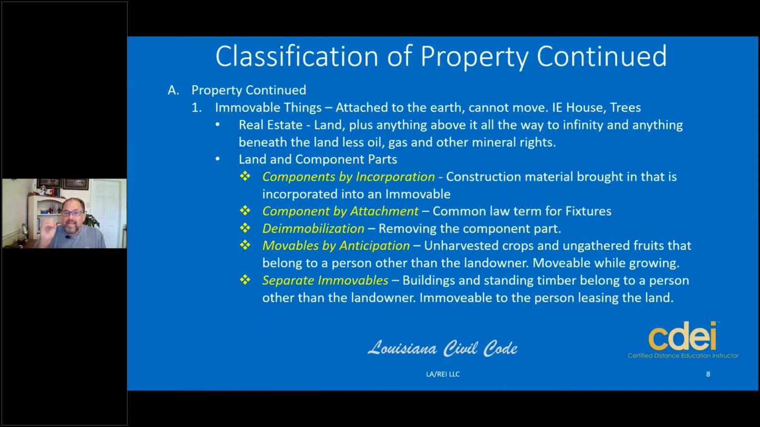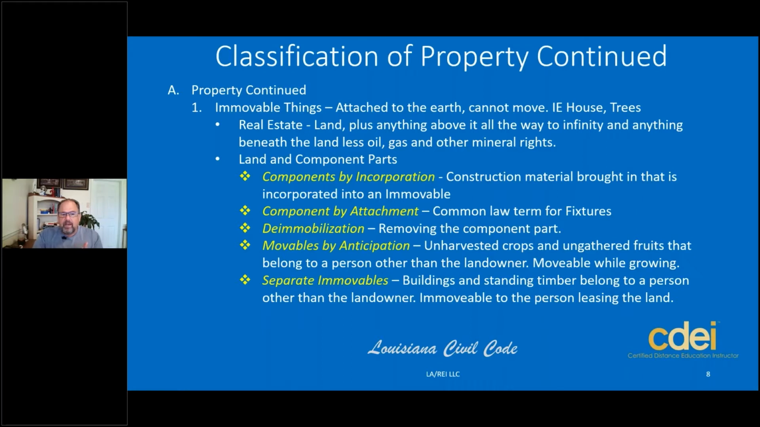Now, in the state of Louisiana, under the civil code, remember that in common law, real estate is land plus the improvements. We call it immovables. So the term real estate in Louisiana is land and everything attached to it, from the surface and below up to infinity, except, and this is very important, oil, gas, and other mineral rights. Those don't go with the term real estate, so they're excluded.